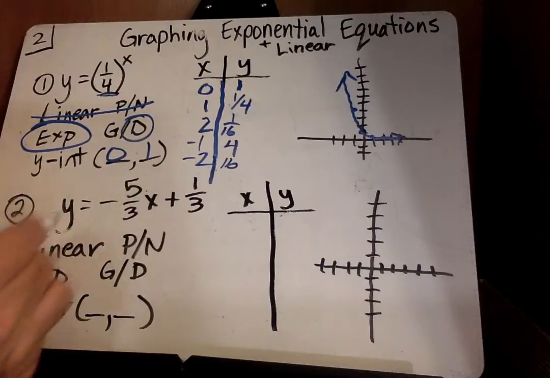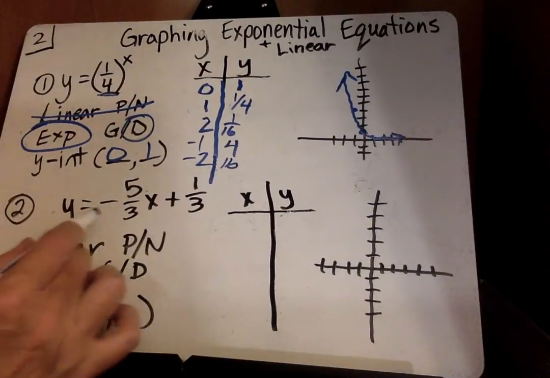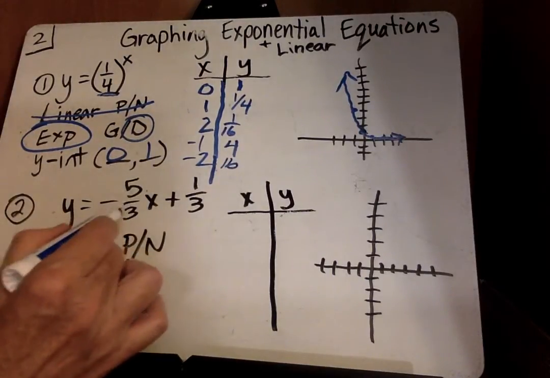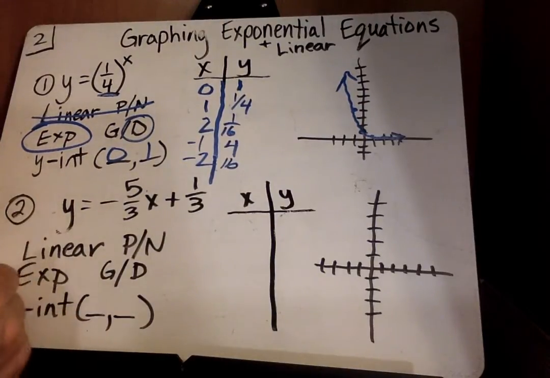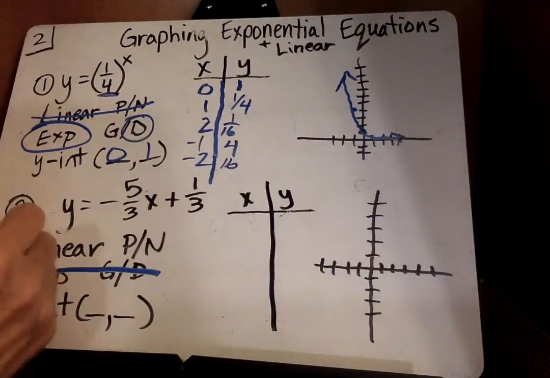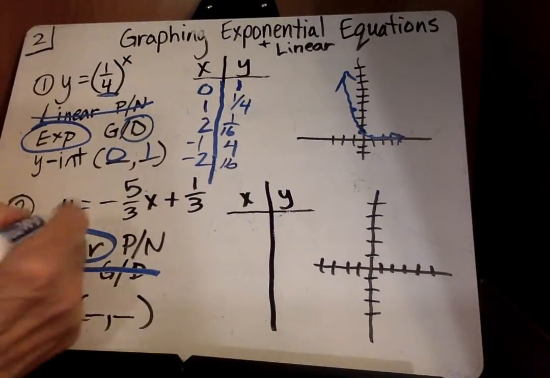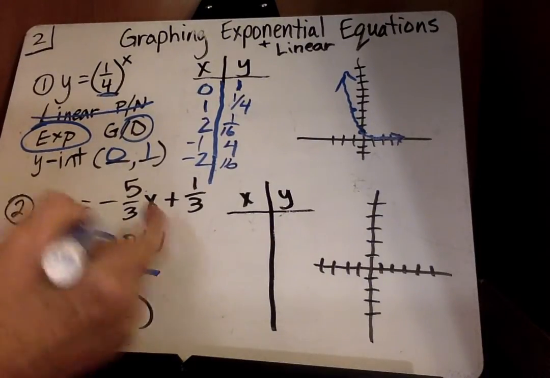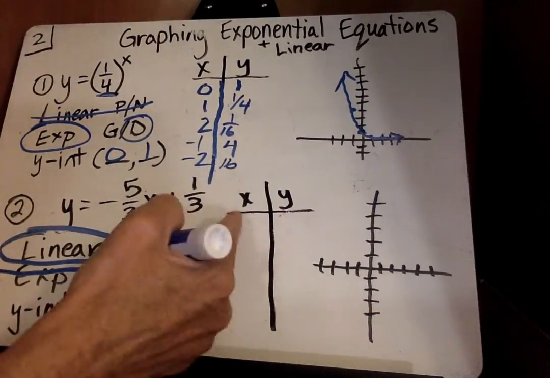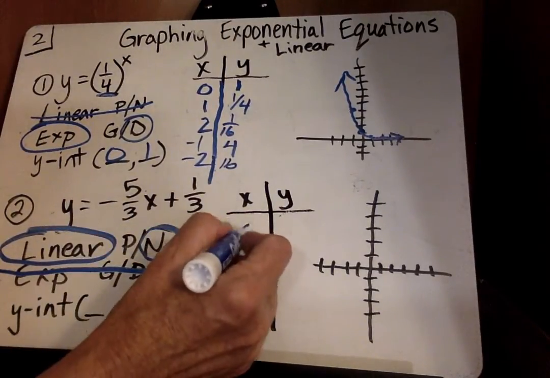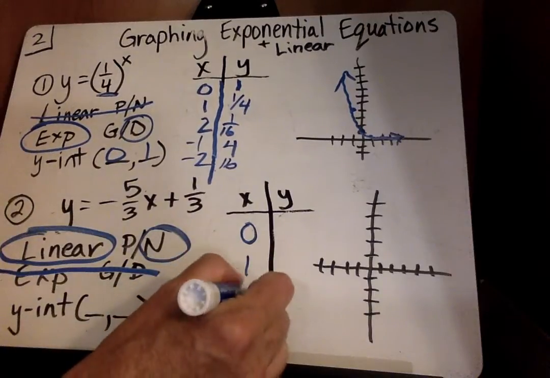Go on to the next one. Is this a linear function? Y equals -5/3 x plus 1/3. Well, I don't see any exponents anywhere, so it can't be exponential. So we know it's linear. And since this is a negative slope, it's going to go down. Now I only need 3 points over here, and I'm going to do 0, 1, and -1.